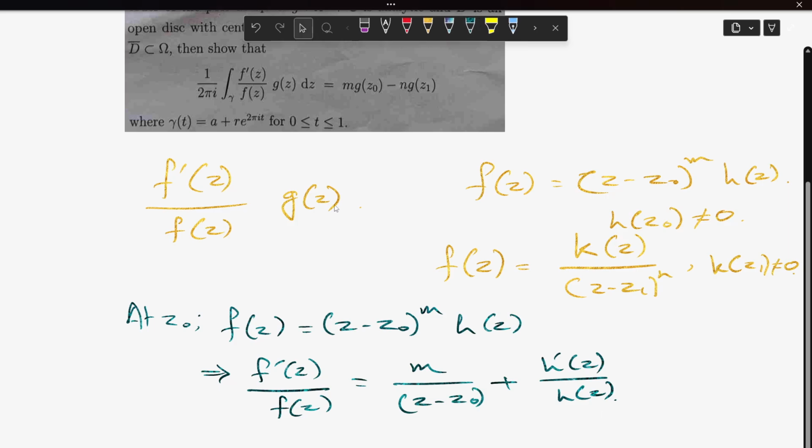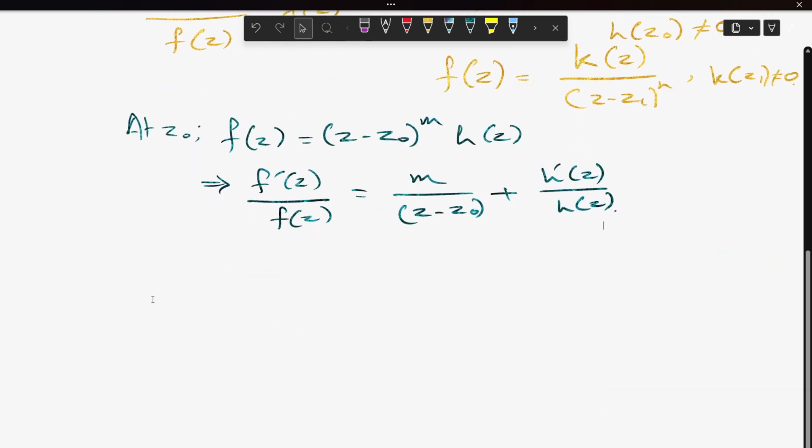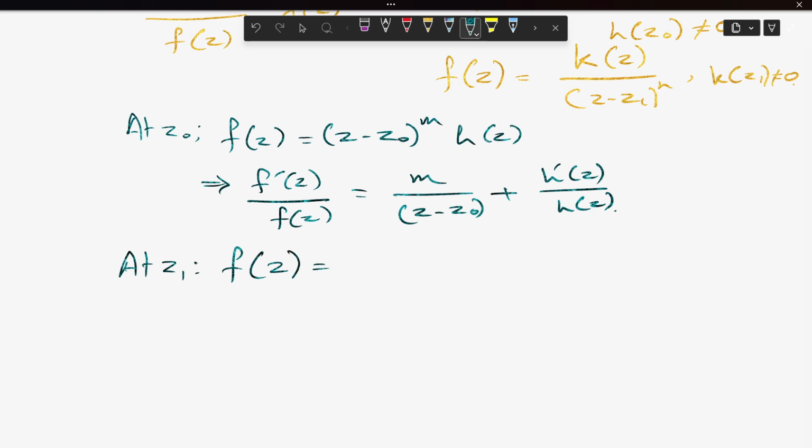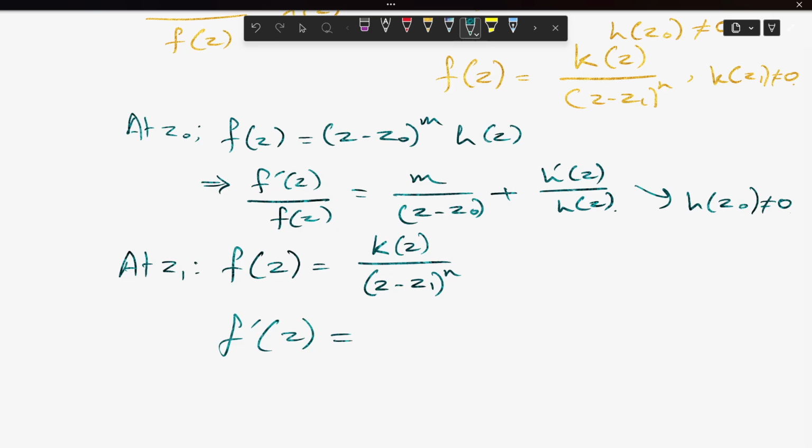Okay, now we are going to find what happens at z1. At z1, we get f of z equals k z by z minus z1 to the power n, and we should know that h of z0 is not equal to 0. So now we get f dash z by f z, which will be minus n by z minus z1.